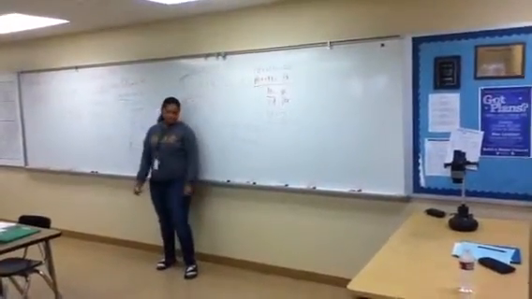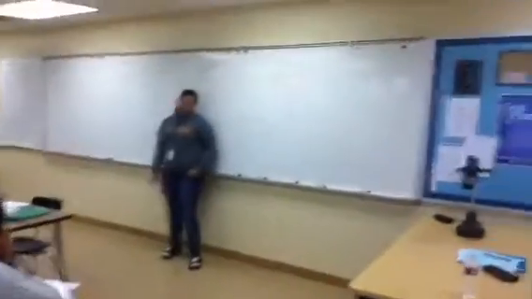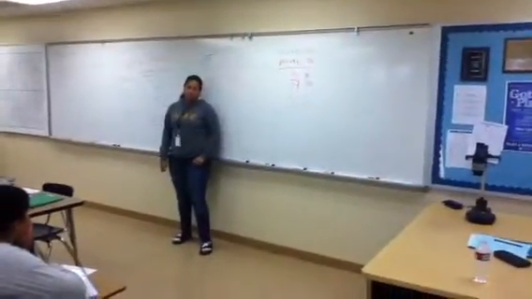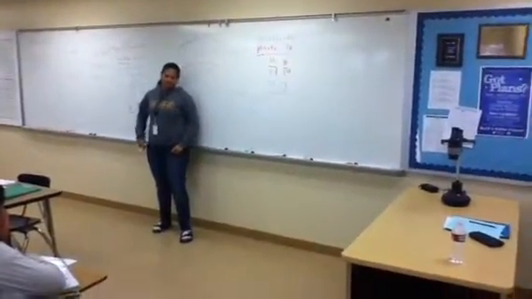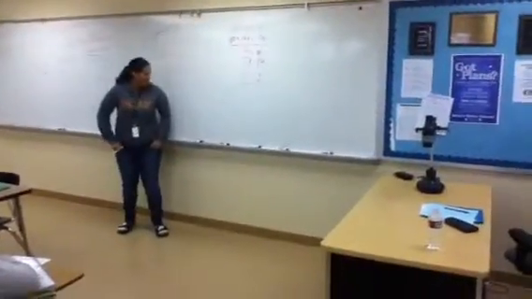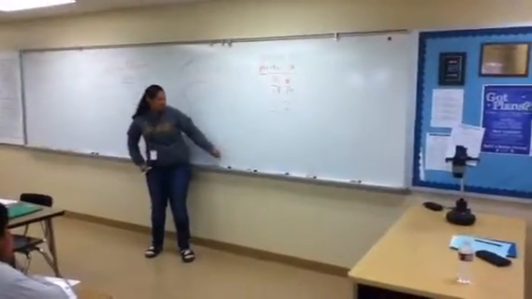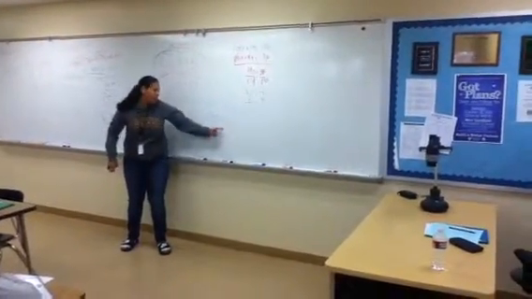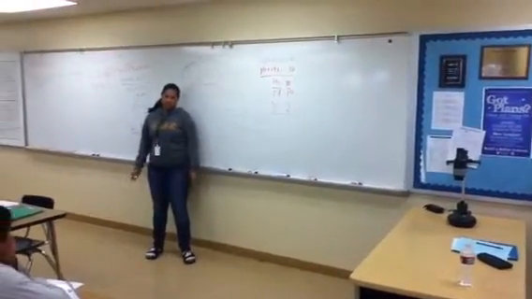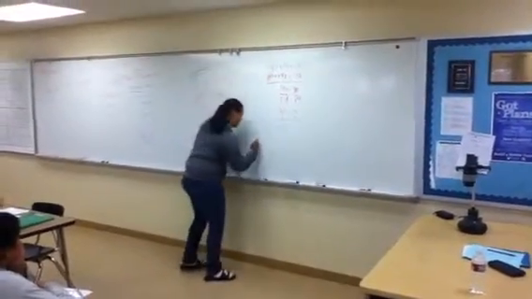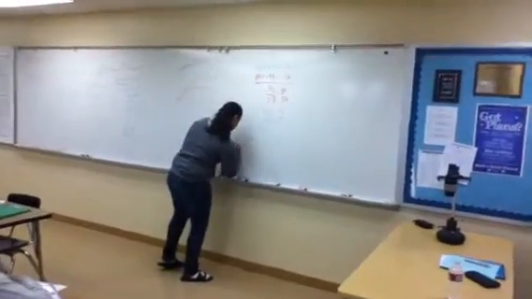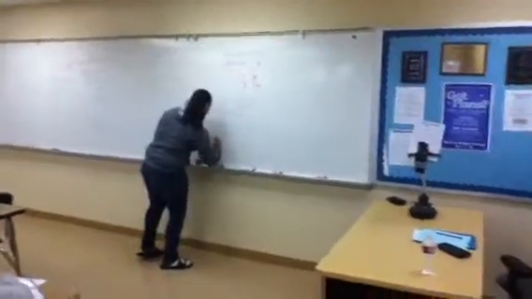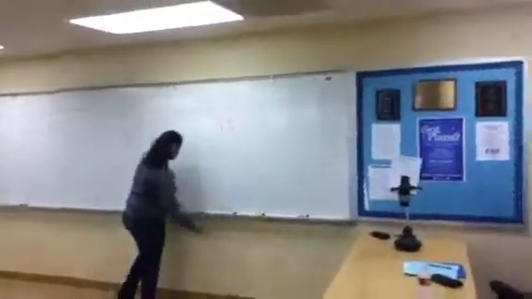Justin, what do I do next? You cross out the 2's? No, 3 times 2. We already did that. We got negative 2x plus 6 equals 4. Now what do we do? Subtract 6 from both sides. Then we get negative 2x equals negative 2.